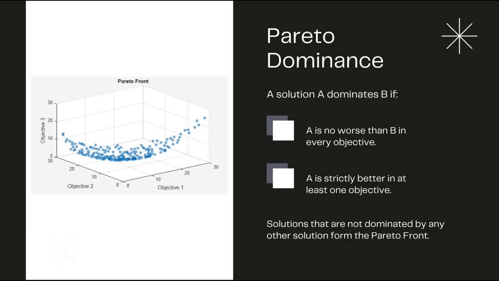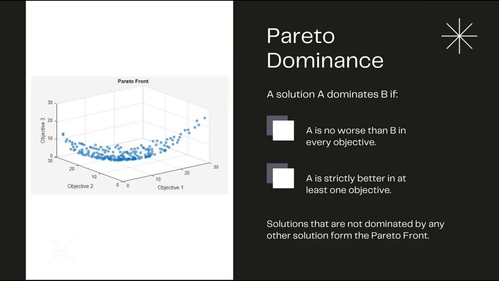For example, suppose the goal is to minimize both cost and time. Solution A has a cost of 100 and a time of 5 hours, while solution B has a cost of 120 and a time of 7 hours. In this case, A dominates B because A has both lower cost and lower time.